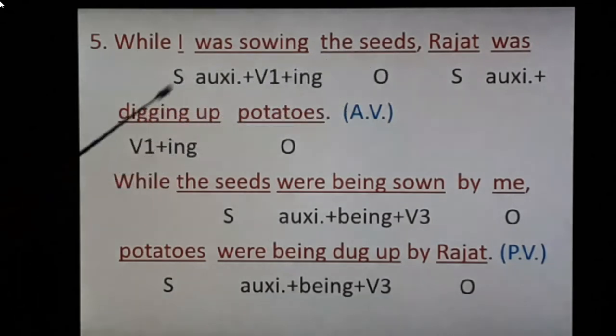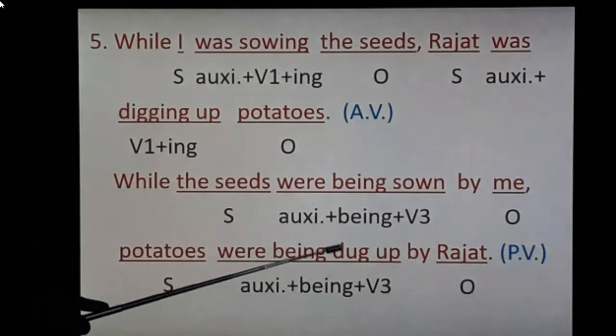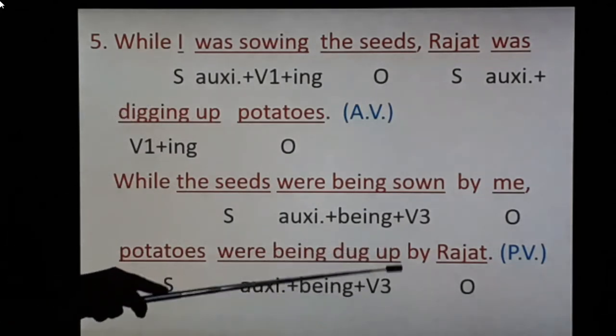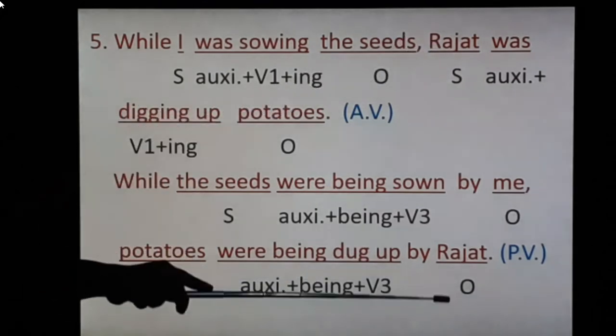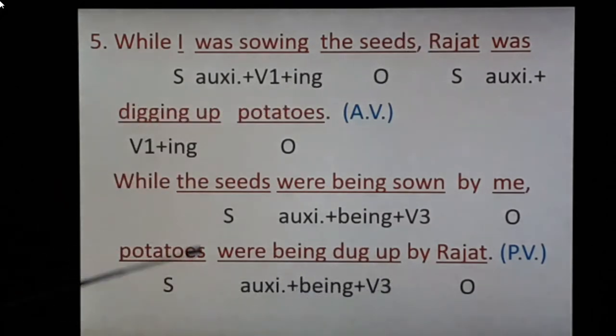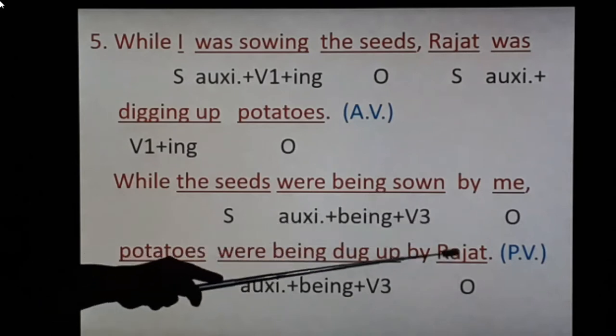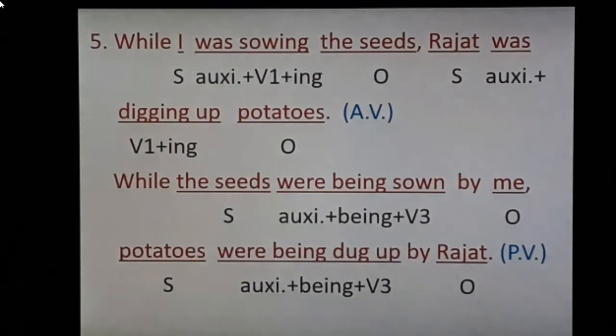So Rajat was digging up potatoes. Here also subject, verb, object is given. So change this also to passive. First, the object of active voice becomes the subject in passive. So potatoes, according to this subject, verb plus being. So dig up, that is the V3 form of dig, that is dug. So dug up, that is the V3 form, by Rajat. Okay, so potatoes were being dug up by Rajat. This is the whole passive voice.